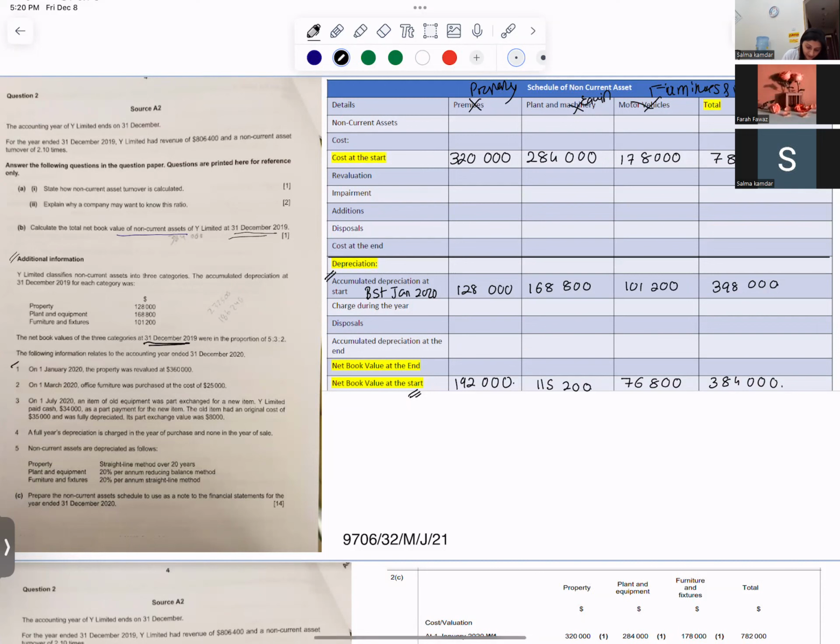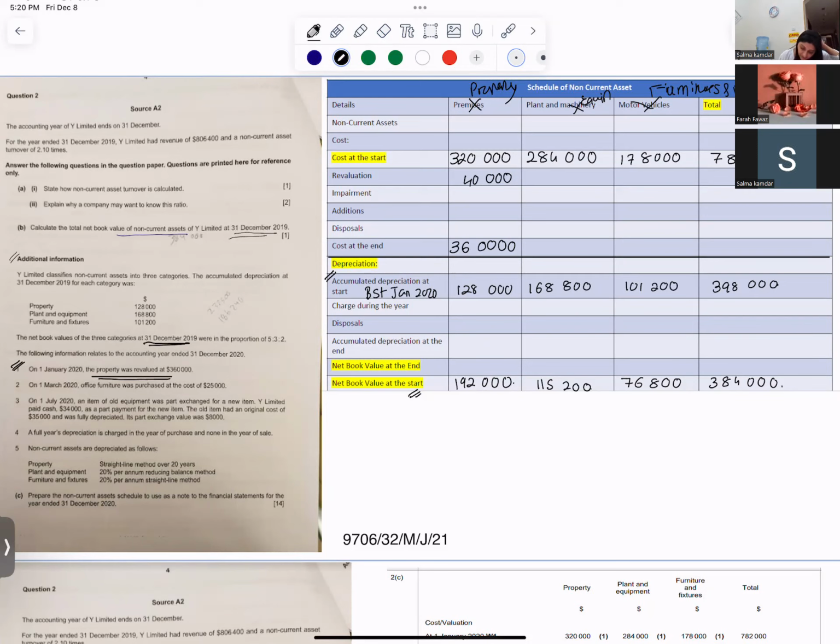Now go to read your additional information. On 1st of Jan 2020, the property was revalued at 360,000. So the property was revalued at how much? 360,000. So this would be your cost at the end. So what is your revaluation? 40,000. Your revaluation is 40,000. Very well. Read ahead.